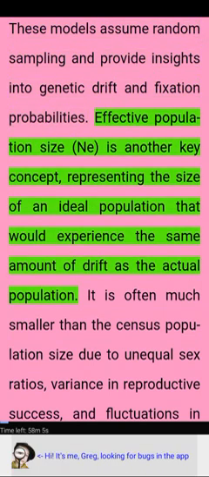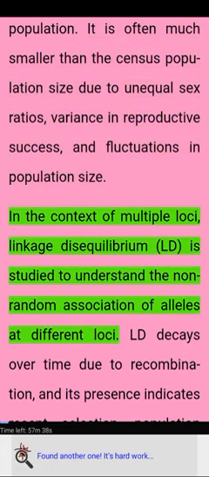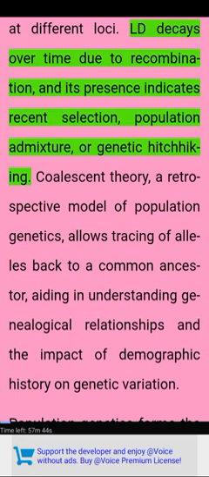These models assume random sampling and provide insights into genetic drift and fixation probabilities. Effective population size (Ne) is another key concept, representing the size of an ideal population that would experience the same amount of drift as the actual population. It is often much smaller than the census population size due to unequal sex ratios, variance in reproductive success, and fluctuations in population size. In the context of multiple loci, linkage disequilibrium (LD) is studied to understand the non-random association of alleles at different loci. LD decays over time due to recombination, and its presence indicates recent selection, population admixture, or genetic hitchhiking.